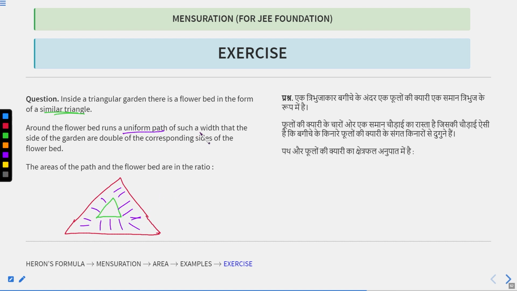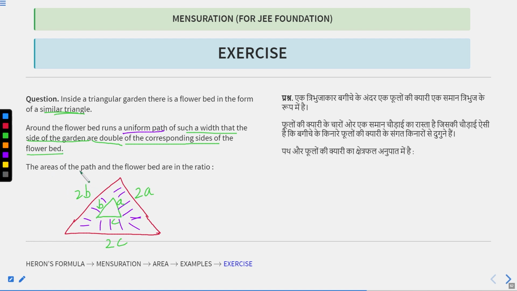The uniform path is of such width that the sides of the garden are double the corresponding sides of the flower bed. This means if this side is my A, then this is my 2A. If this is my B, this will be my 2B. If this is my C, this will be my 2C. So in such a way that the sides of the garden are double. Okay, so the garden sides are double the corresponding sides of the flower bed. I hope this is clear.